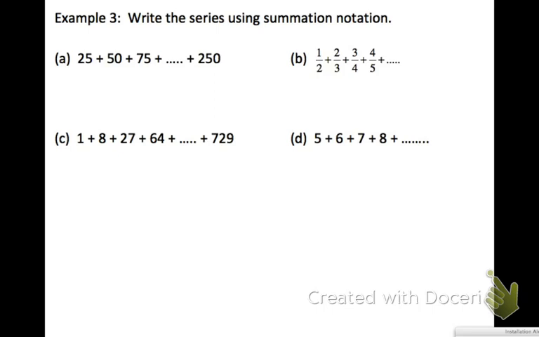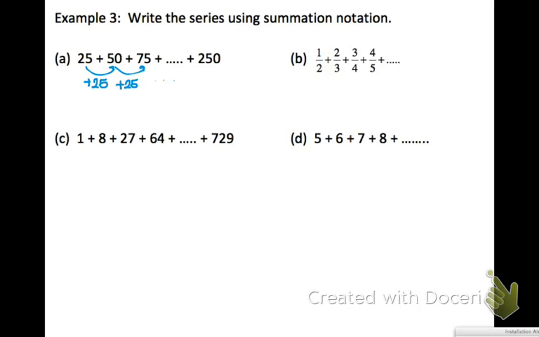So we want to write this using summation notation, and I'm just going to do a couple of these here so you can kind of see the idea. This is very similar to what we did with the sequences. However, we're going to be using that Greek letter sigma. If we look at this first one, ignore the addition for now. What is the pattern? For this first one, 25, 50, 75, on and on and on, I notice that this is adding 25 each time. That's kind of an easy one. And so we're going to keep doing that.